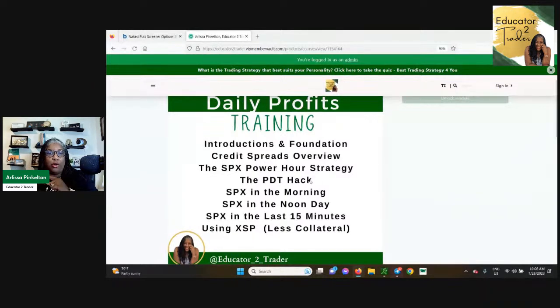We learned about the PDT hack. Anybody have pattern day trader? When you're trading these 0 DTE stocks, you have to be mindful of your day trades, because if you want to open and close it, it's going to cost you a day trade. So you need to have a plan. A PDT hack is a way to get around that rule for you.